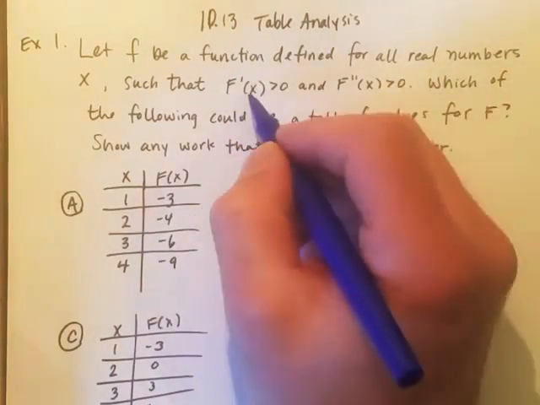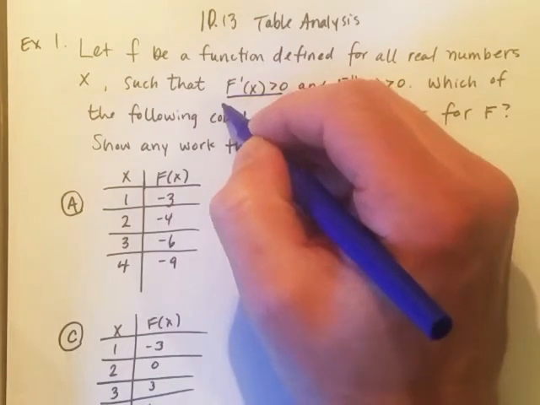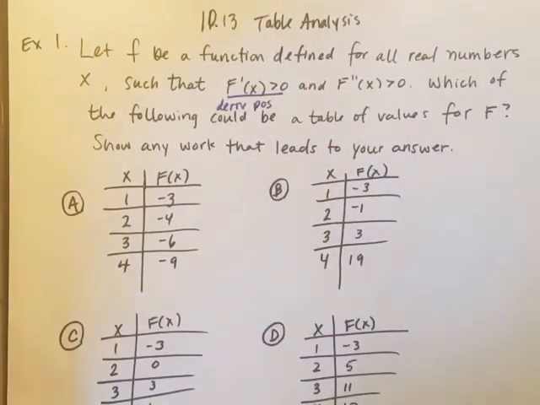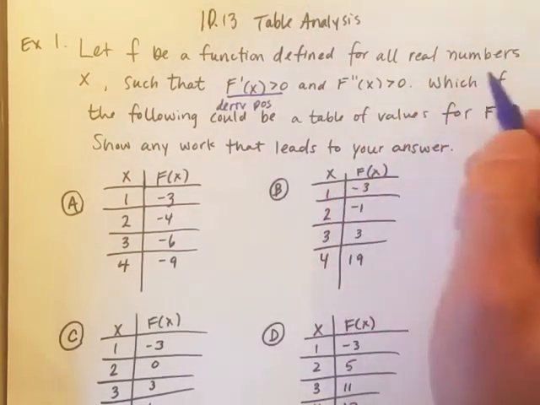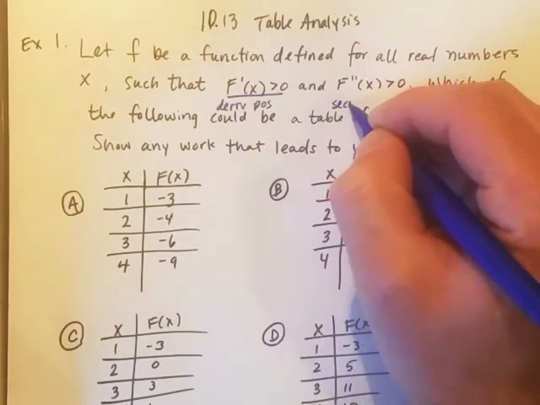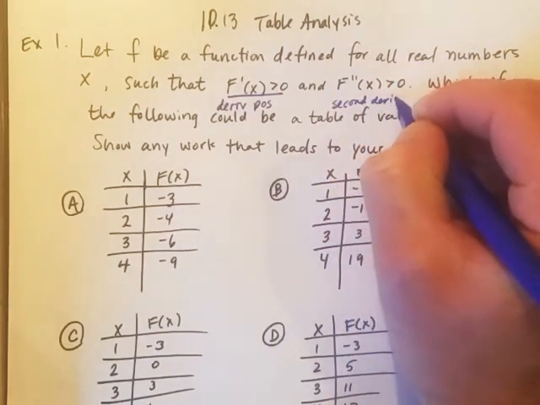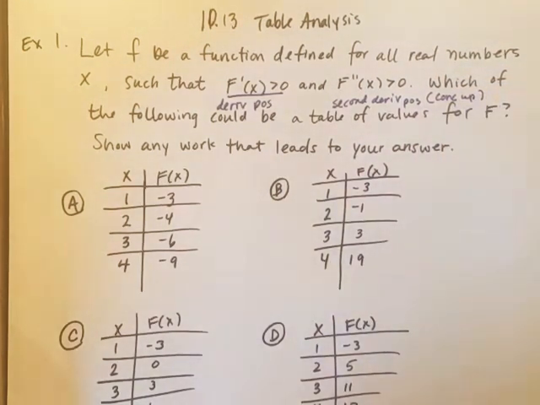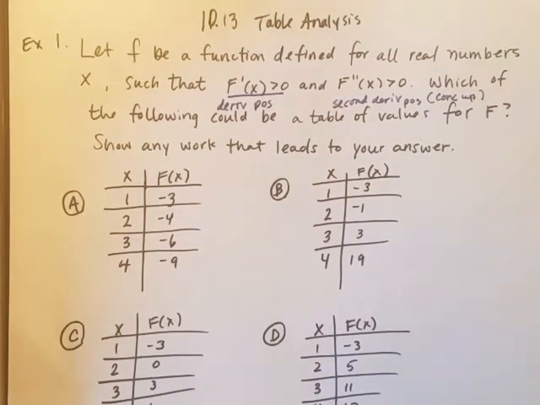Such that f prime of x is greater than 0. So the derivative has to be positive, right? A positive slope. And f double prime of x also has to be greater than 0, so the second derivative is also positive. If I had a graph, that would mean concave up, right? In this case, we don't have a graph. We just have a table, so we might not really be able to see what that looks like. And then working from there, which of the following could be the tables for f?